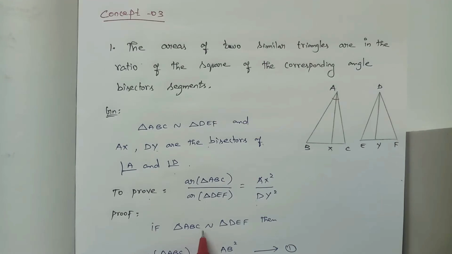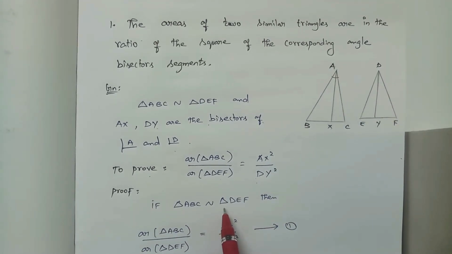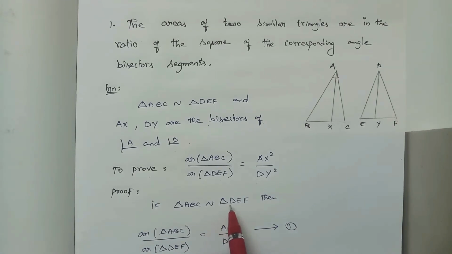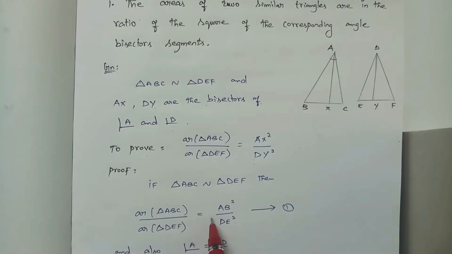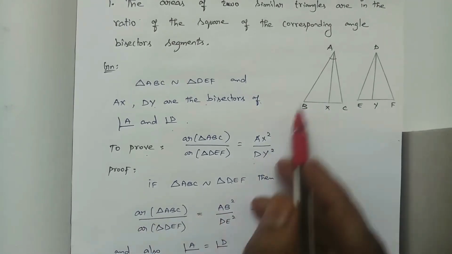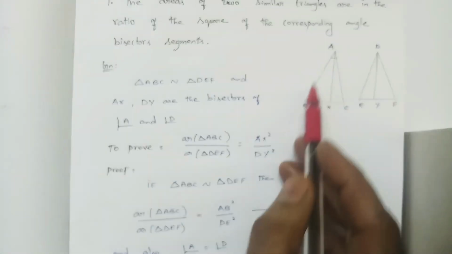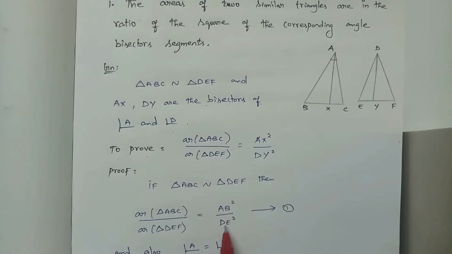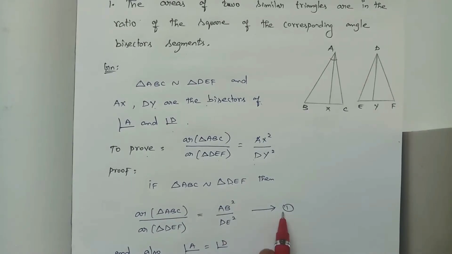If triangle ABC is similar to triangle DEF, then we know, by using the area of similar triangles statement, that if these two triangles are similar, then the ratio of area of two triangles will be equal to the square of the ratio of their corresponding sides. That is, area of triangle ABC divided by area of triangle DEF is equal to, taking only one side alone, AB square divided by DE square. Take it as equation number 1, right?